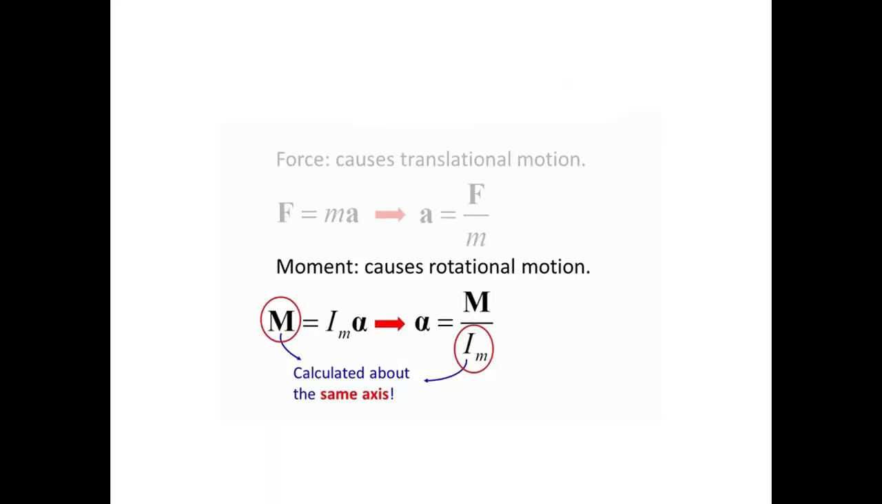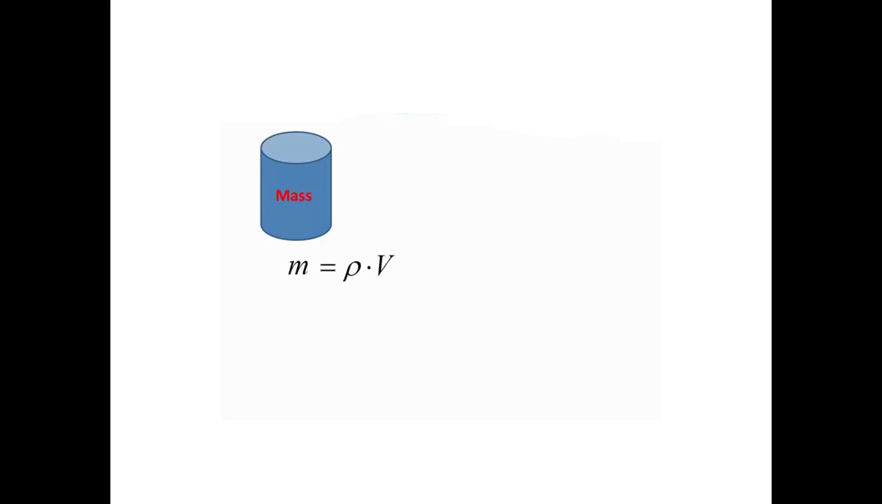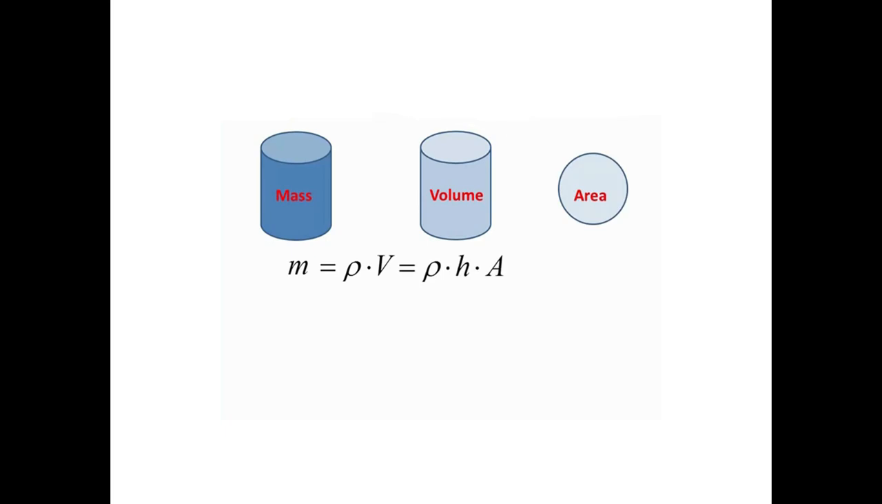What about the area moment of inertia? We know that for an object with a certain mass m, if it has uniform density rho, then mass equals rho times the volume, and we can use a volume to represent the object. And if the volume has one uniform dimension, say uniform height h, then V is h times the cross-sectional area A, and we can use the area to represent the object. The area can be considered as a geometric reduction of the object.